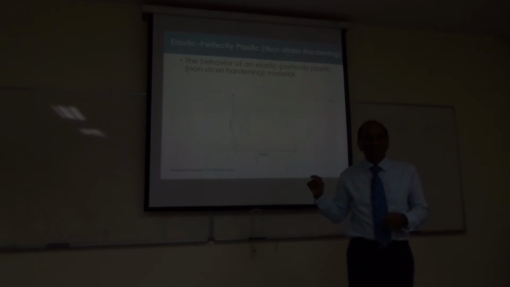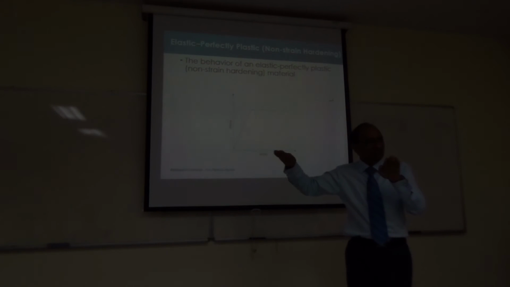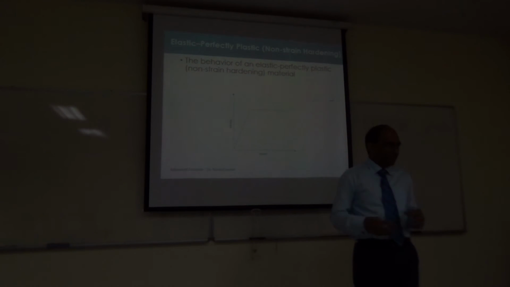Elastic, perfectly plastic, right? They become linear, and after one point suddenly become plastic. That means they just keep on going. Plastic means the strain keeps on increasing at the same stress level, like a plastic flow, which just flows, right?